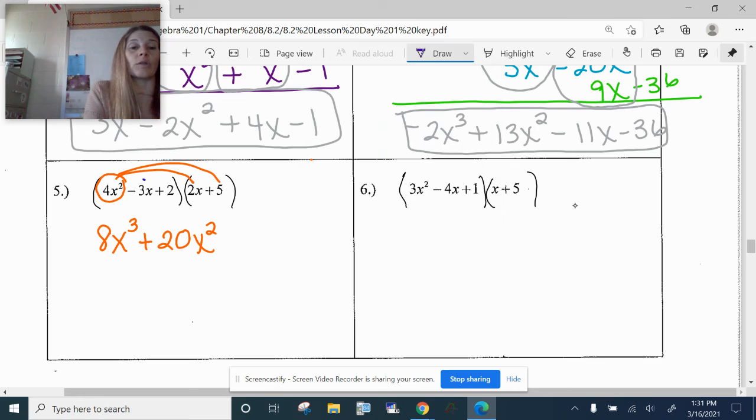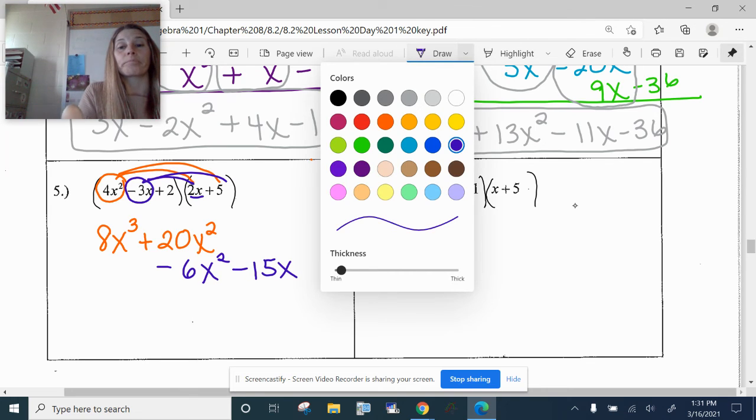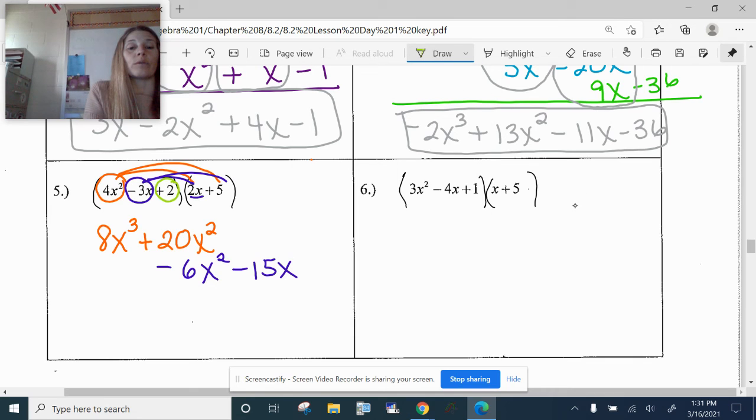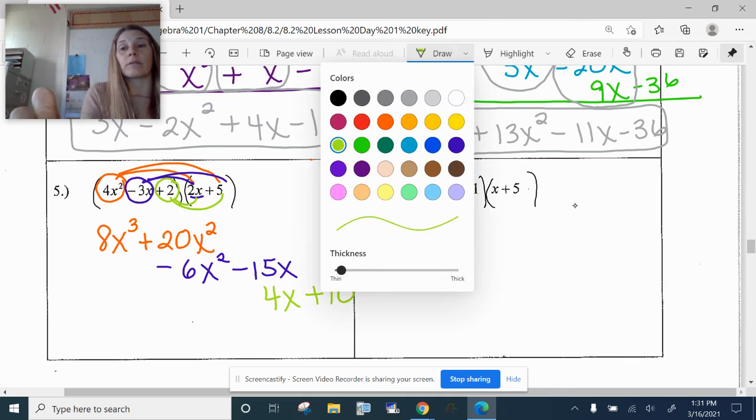Going to that next term, the negative 3x. Negative 3x times 2x is negative 6x squared. Don't forget to add those two exponents. And negative 3x times 5 would be negative 15x. And then the 2 times 2x would be 4x, and 2 times 5 would be 10.